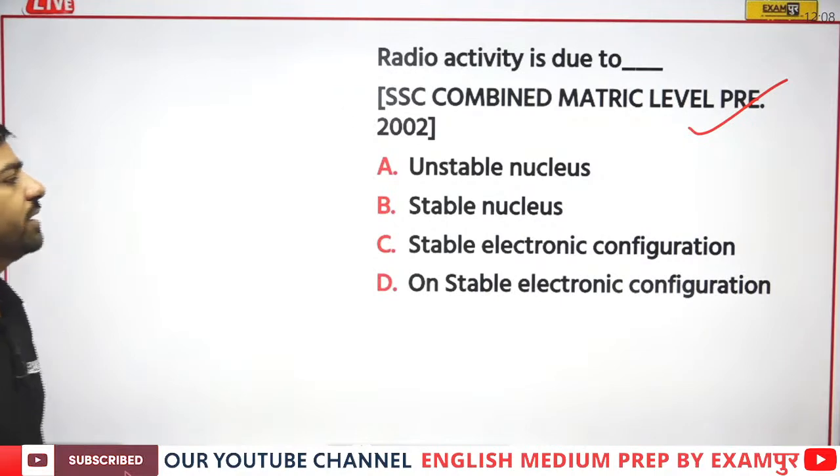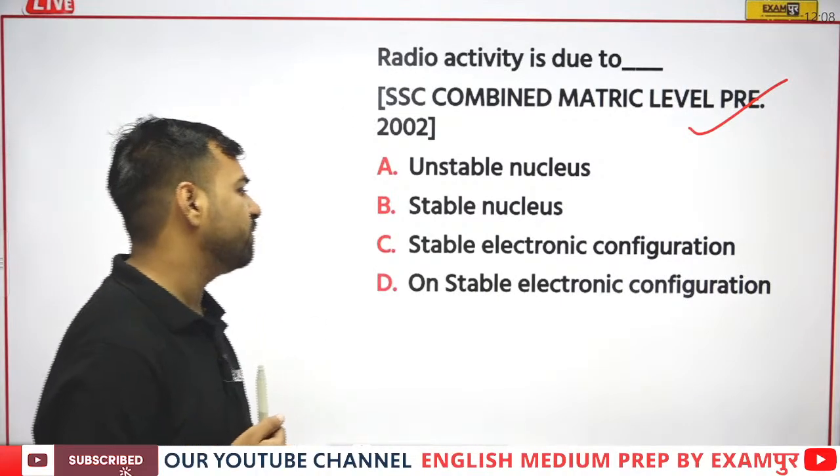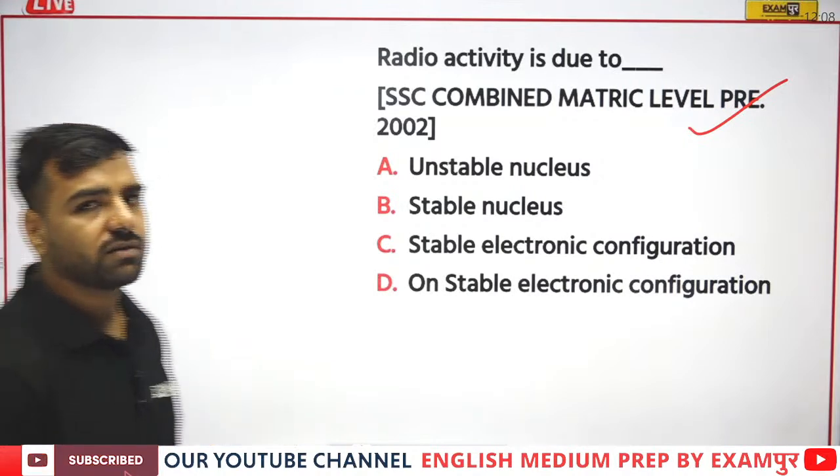Radioactivity is due to what? Is it due to a stable nucleus, an unstable nucleus, a stable electronic configuration, or an unstable electronic configuration? What is going to be the correct answer?